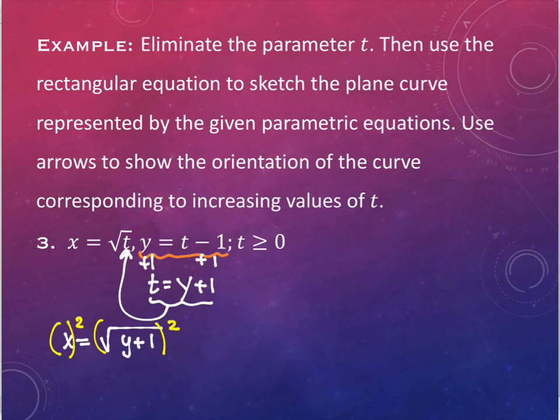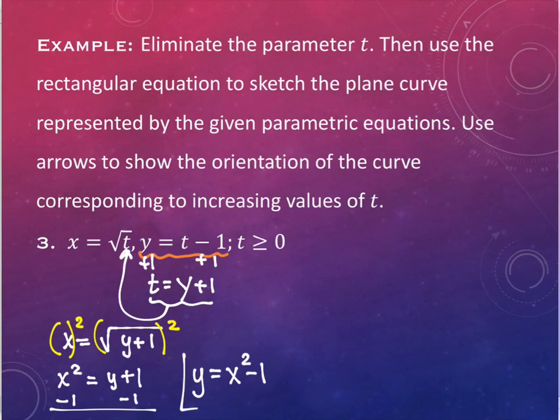So I cannot take the square root of each of the individual pieces because if I did, I would break this apart, and I can't do that with addition. If it were multiplication, I could. So we'll square the square root to eliminate it. And that will give me x squared on the left. What will I get on the right? Yep, y plus 1. Then what will I do? I will subtract 1. And in doing so, I will end up getting y equals x squared minus 1. Okay, this is the corresponding rectangular equation that's solved now for y.